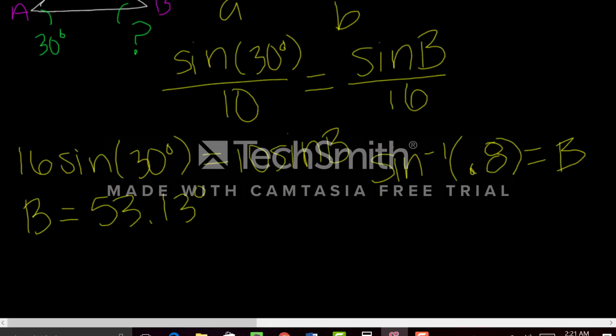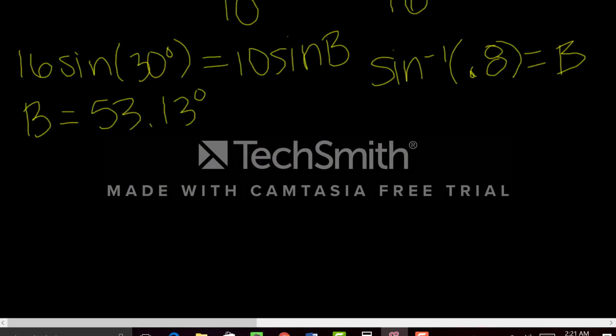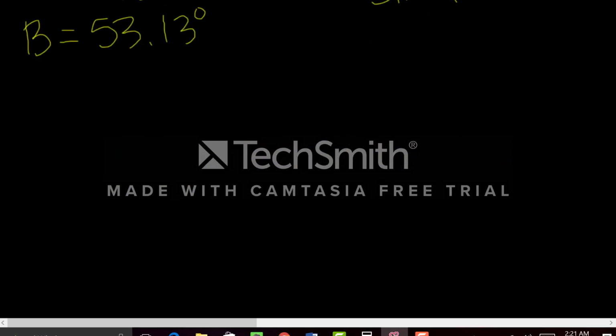So 30 plus 53 is 83.13, and that's less than 180. I'm going to go ahead and write that down. That 30 plus 53.13 is less than 180.